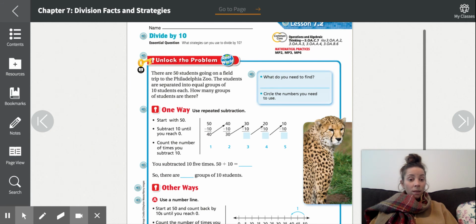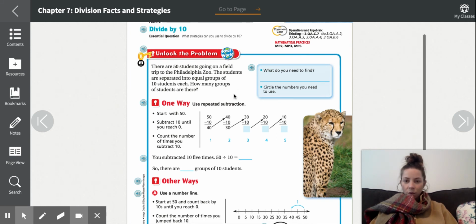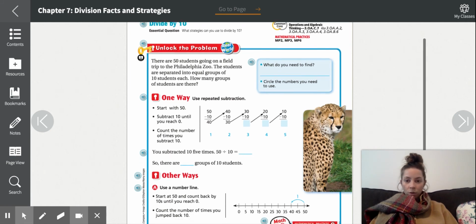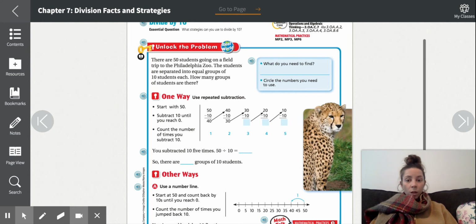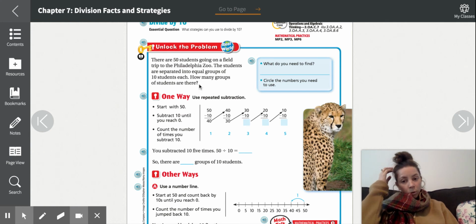All right, I'm going to read the Unlock the Problem. There are 50 students going on a field trip to the Philadelphia Zoo. The students are separated into equal groups of 10 students each. How many groups of students are there?